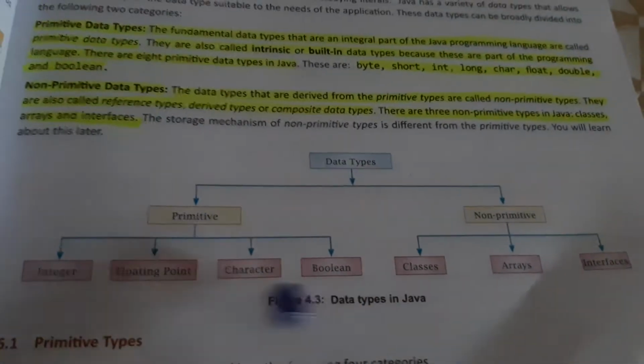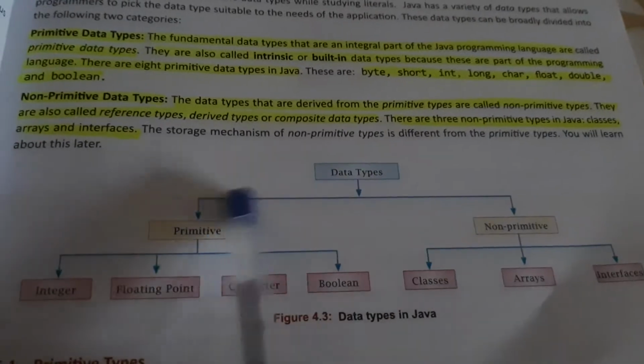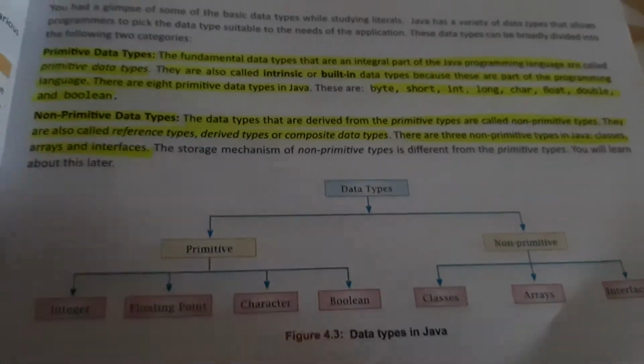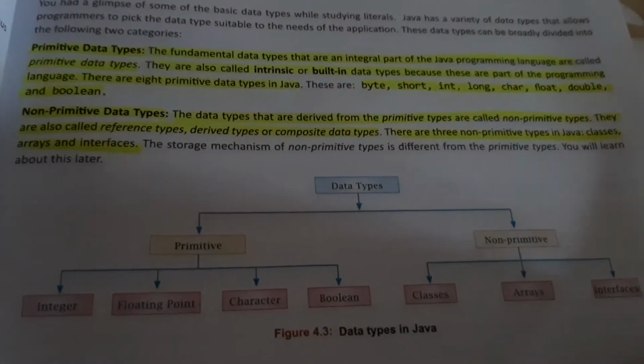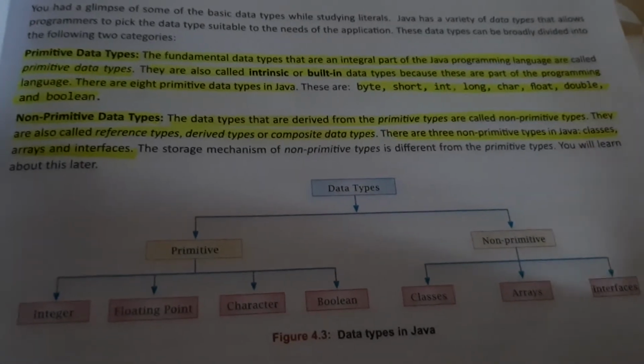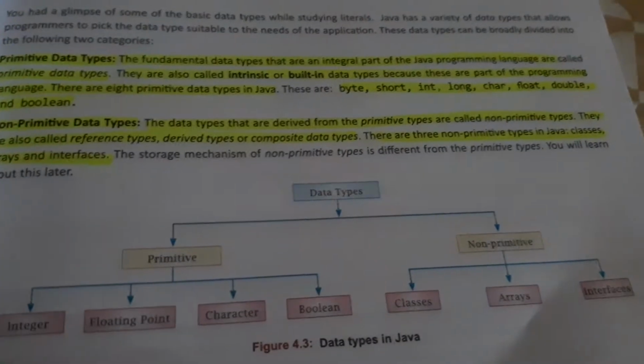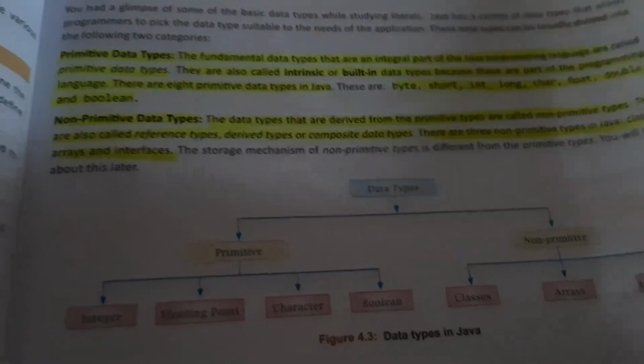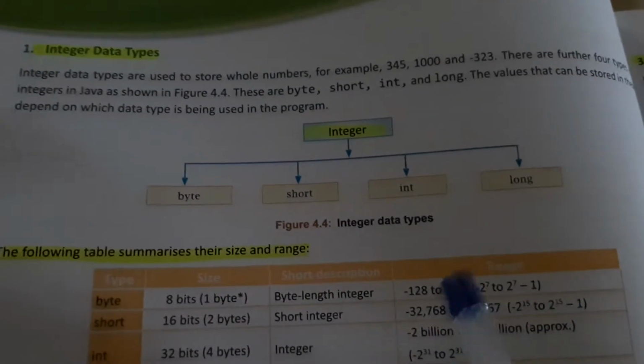Now this is a table that you can see. You must draw it in your notebook. The highlighted things that are given, you must write in your notebook. Write the definition of primitive data type and non-primitive data type, and also draw this chart that is there.